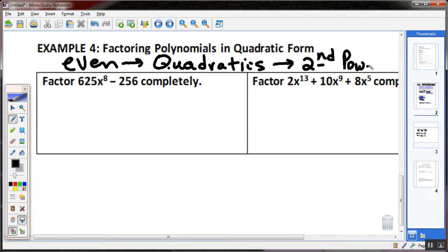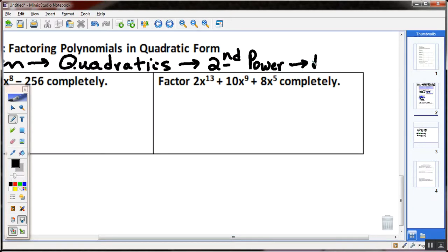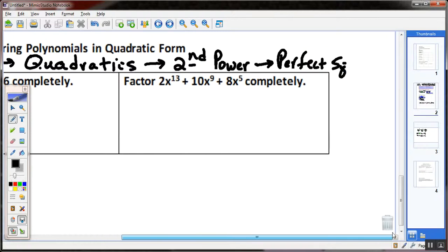So what I kind of want you to think is this, kids. I want you to think about perfect squares. Like the square root of 25 is what, kids? Square root of 25 is 5. Square root of 49 is 7. Just because quadratics mean second power doesn't necessarily mean that we can't apply it to higher powers like this.